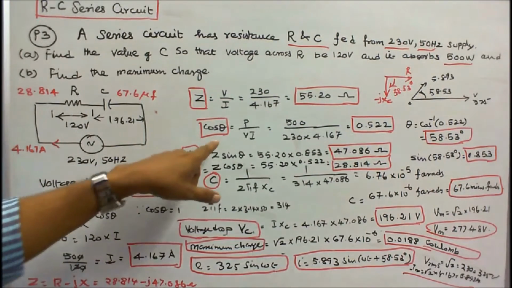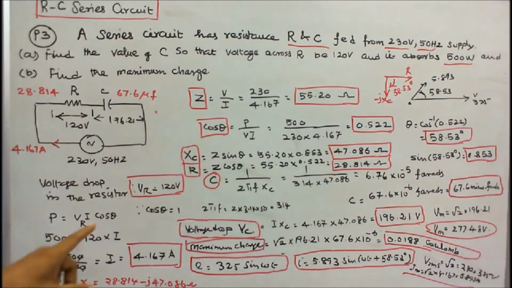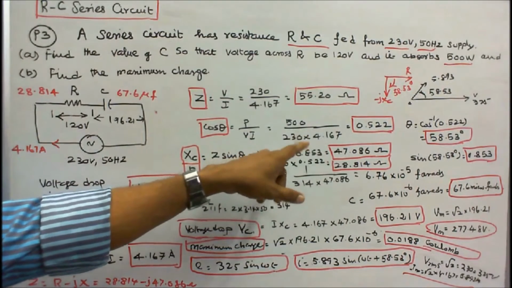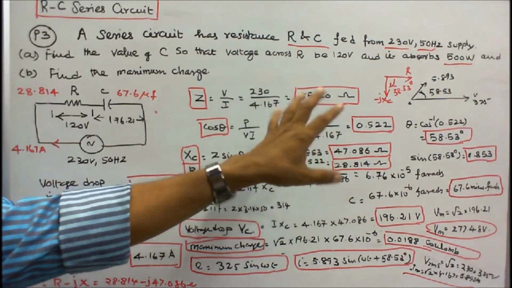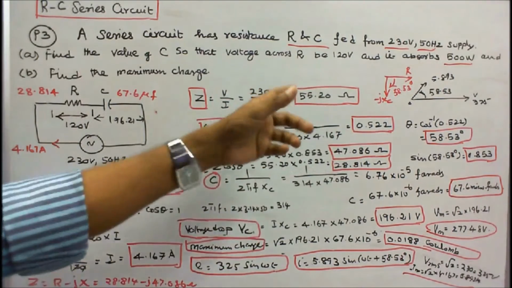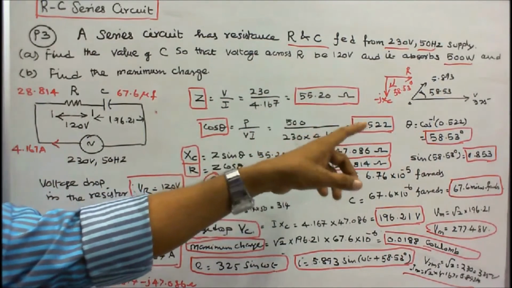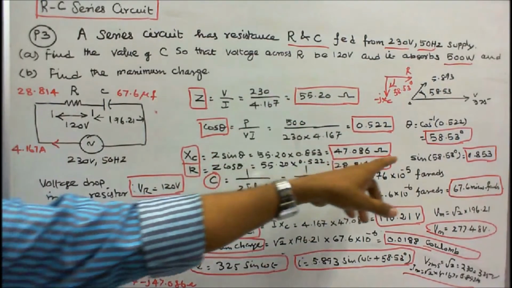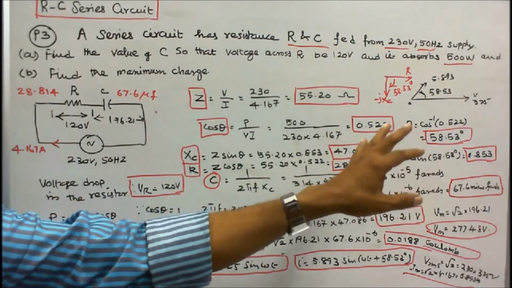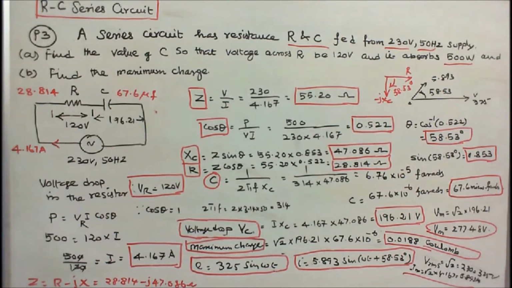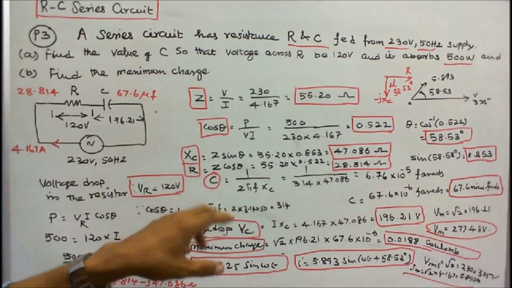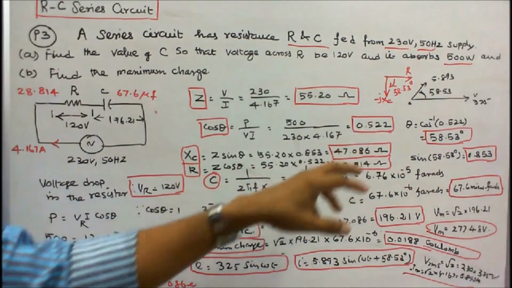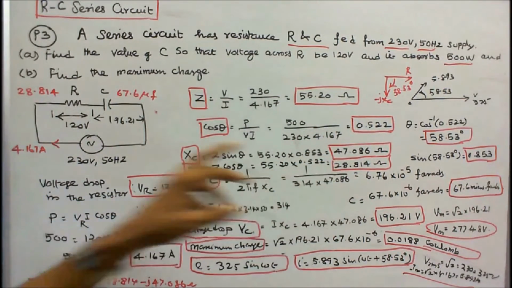I can find power factor cos theta, that is equal to P divided by VI, that is equal to 500 divided by 230 into 4.167, that is equal to 0.522. Phase angle theta is equal to cos inverse of 0.522, that is equal to 58.53 degrees. Sin 58.53 is equal to 0.853. R is equal to Z into cos theta. Z is 55.20, cos theta 0.522, that is equal to 28.814 ohms.